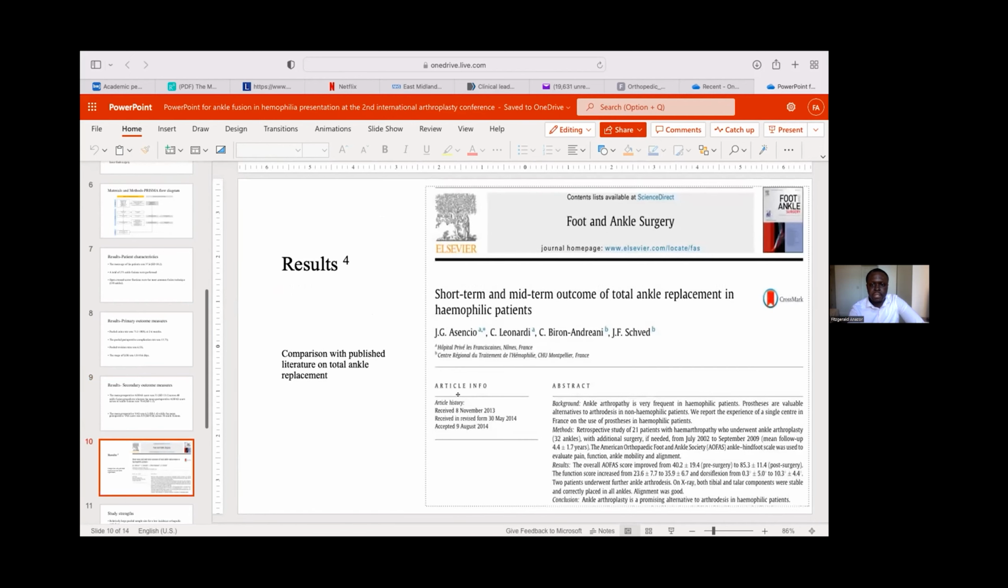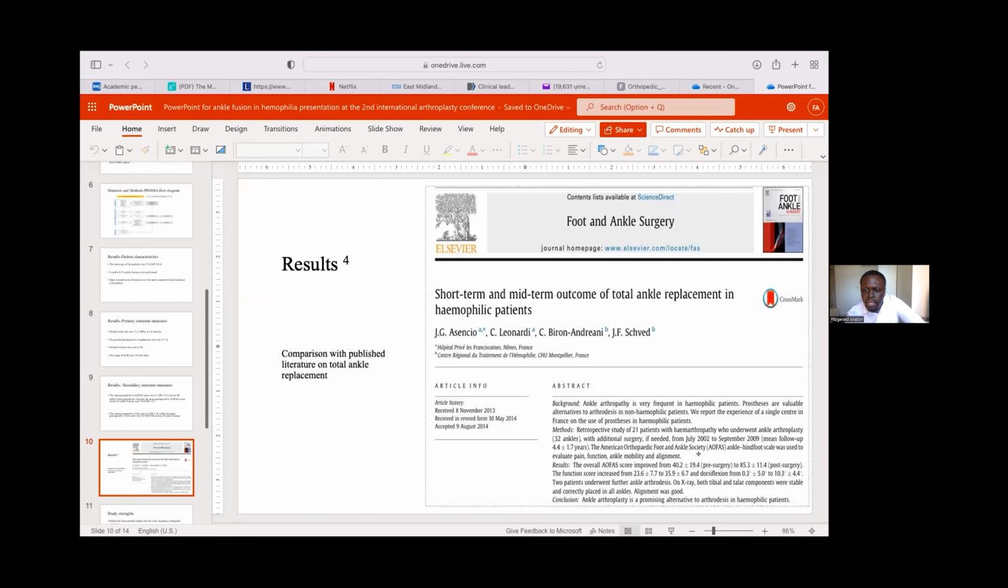If we compare the results for ankle fusion in our hemophilia patient population with a study that was published looking at the short midterm outcomes of total ankle replacement in hemophilia by Asensio et al. in the Foot and Ankle Surgery Journal in 2014. It was a retrospective study, not a summary review. They looked at 21 patients with hemophilic arthropathy, and for their patients, 32 ankles had total ankle replacement.